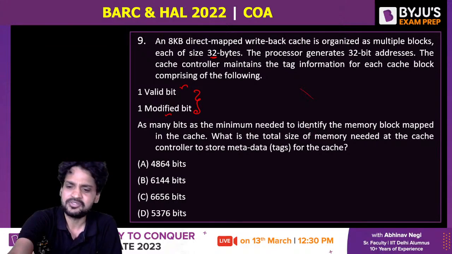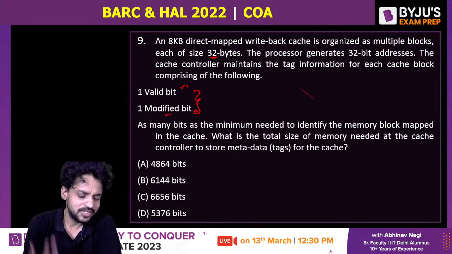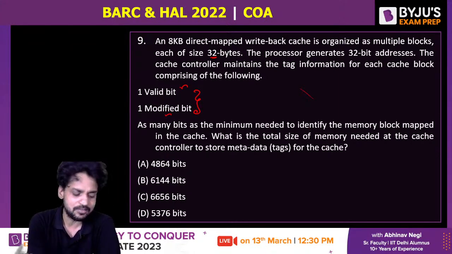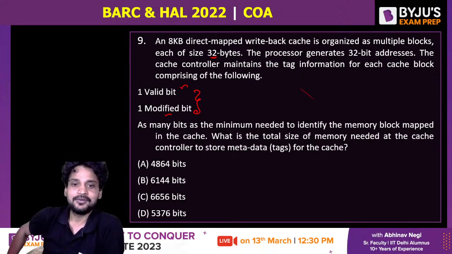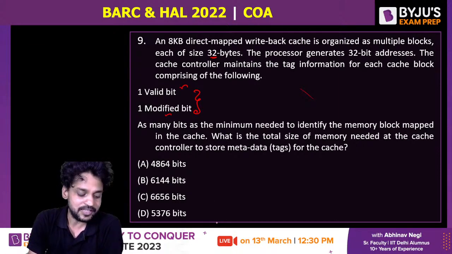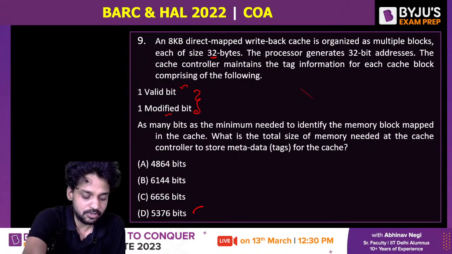Tag bits or tag size? Tag size is, the way you use your English, I don't know. Tag size is 11 bits. Tag bits are equal to 11 bits. Okay, one tag size is equal to 11 bits. Okay, what is the option? Option is equal to 5376. Okay, shall we go to the next question? Shall I go to the next question?